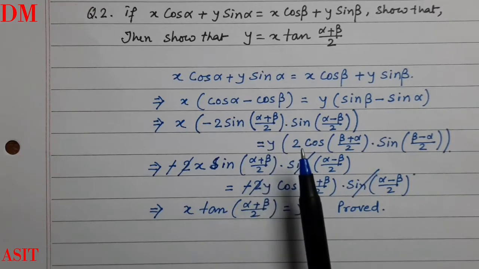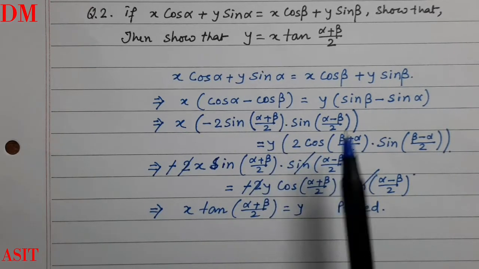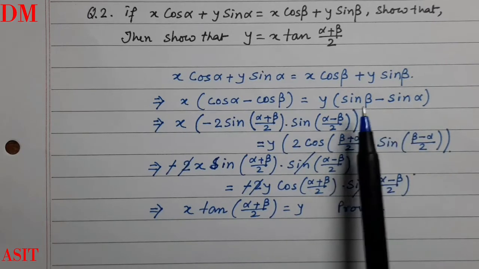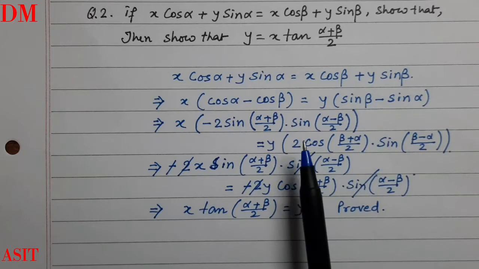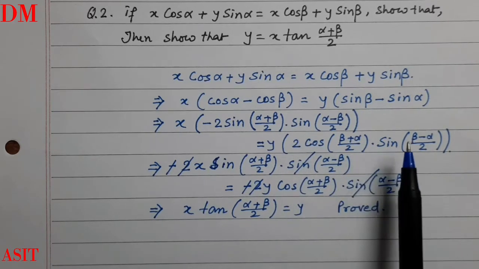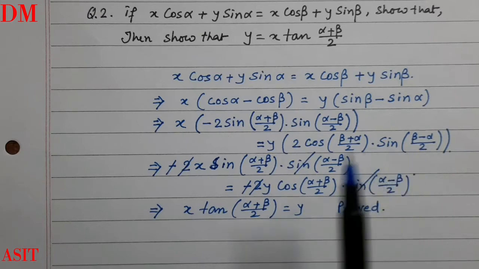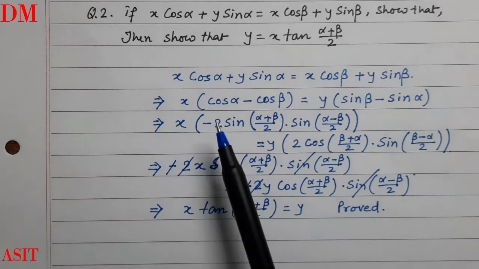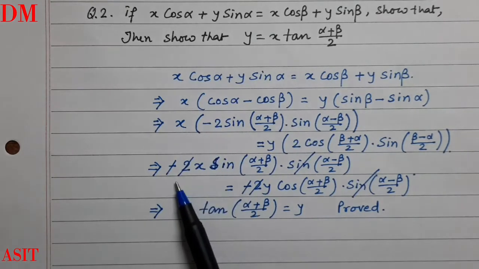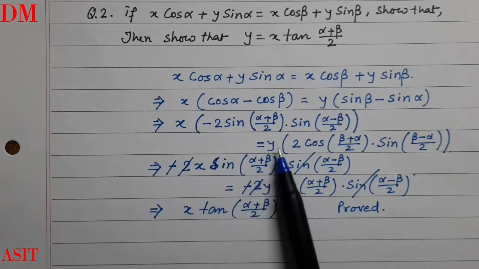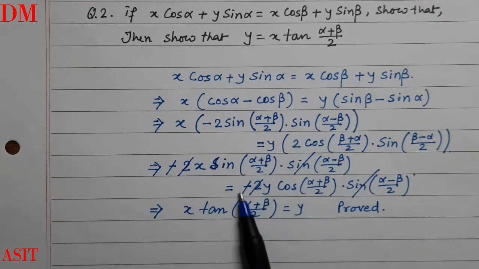This equals y into 2 cos. This is the formula of sine beta minus sine alpha, so it will be 2 cos beta plus alpha by 2 into sine beta minus alpha by 2. Therefore we get minus 2x sine of this, and y also we can multiply here, so minus 2y.